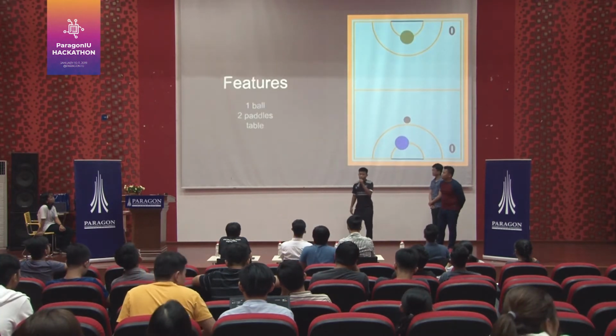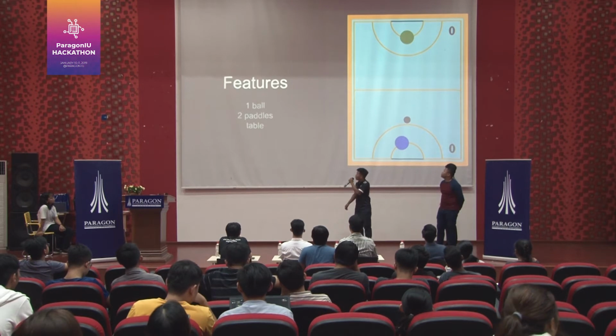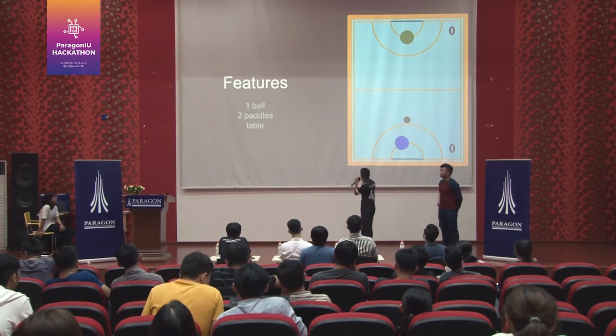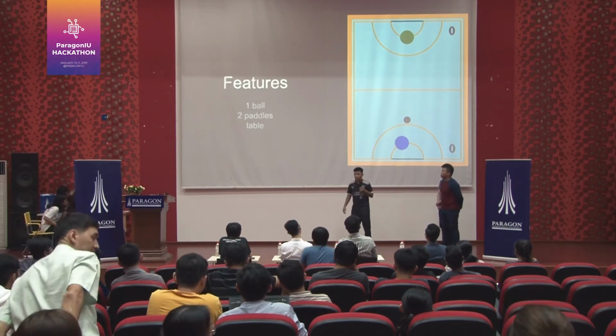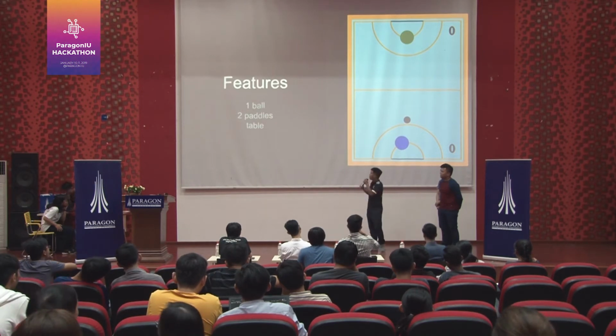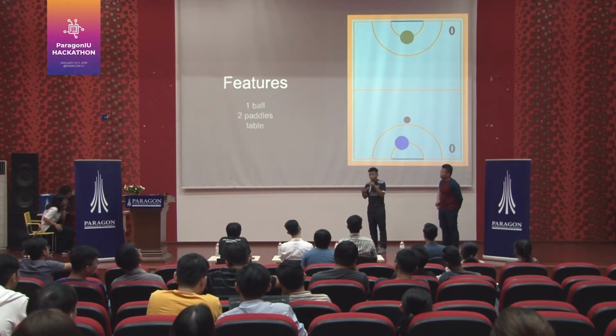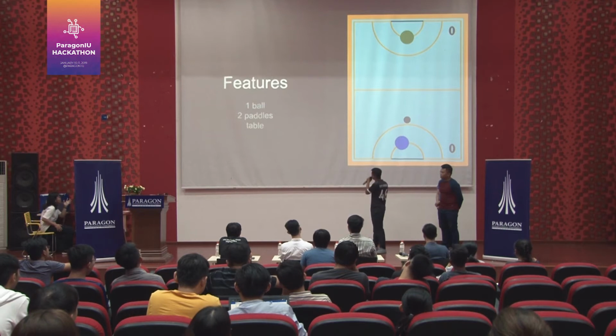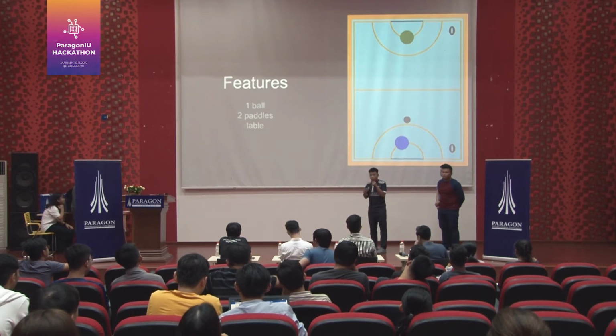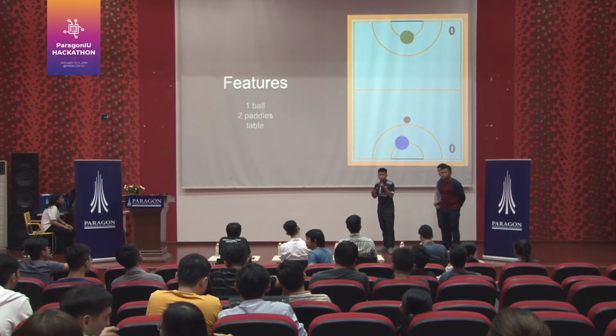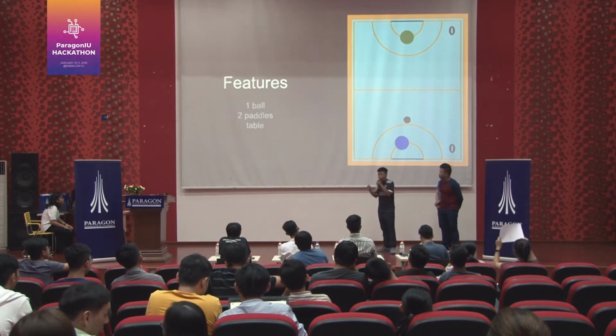The features of the game, we have one ball and two paddles, and it is played on a table. How we play this is when the ball hits the paddle, it reflects back, and when it hits the border, it reflects back. The only way to score the goal is the ball gets into the goal, the black line.